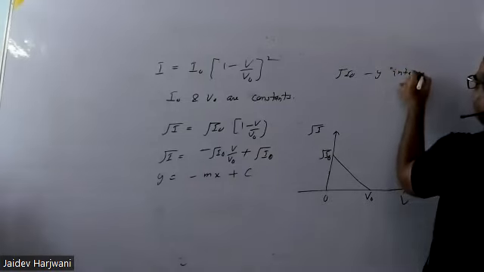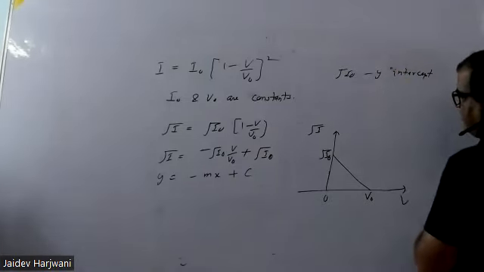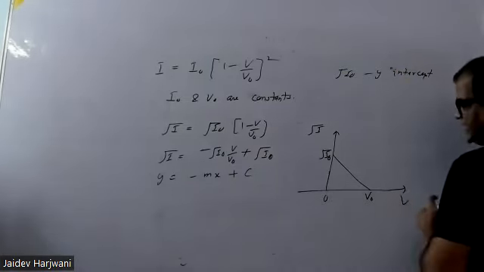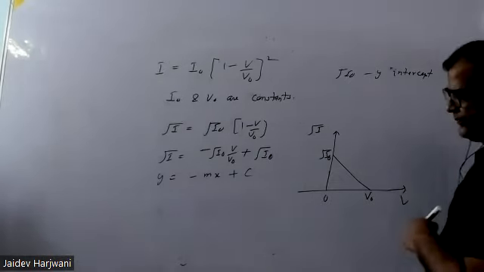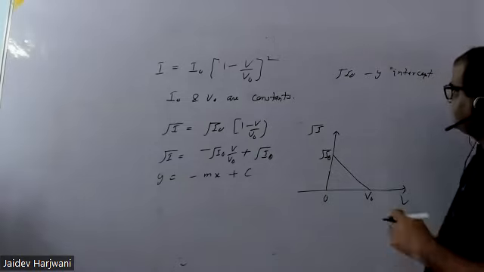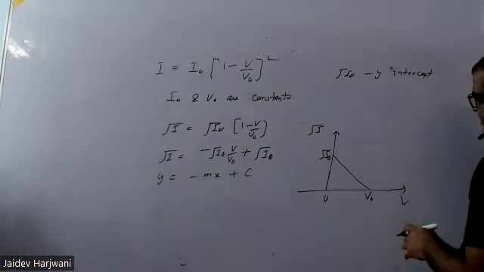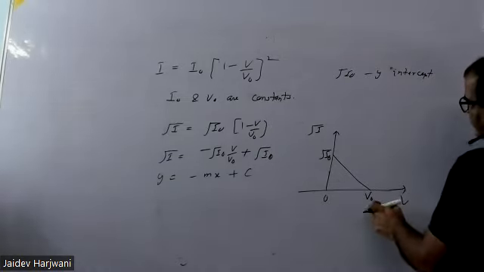Okay. Y intercepts. And V naught is the X intercept, but this X intercept is not given. They are trying to get this V naught in some other way. So how can we calculate V naught another way?